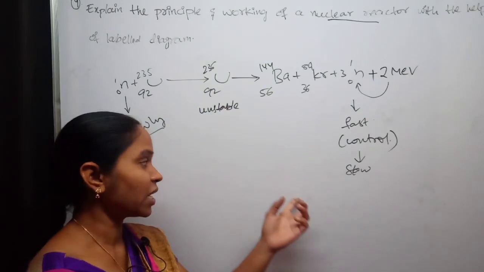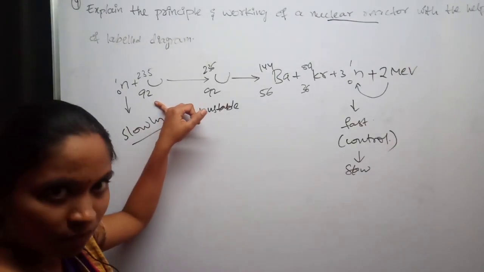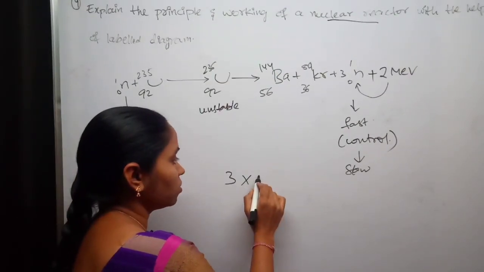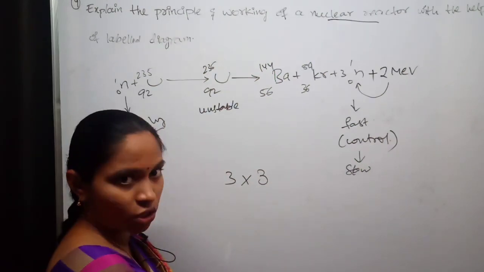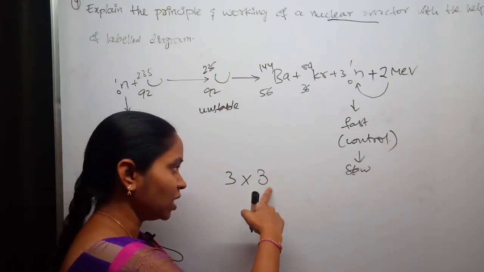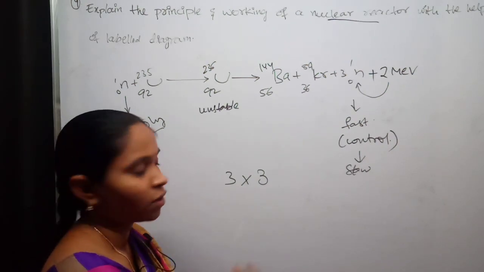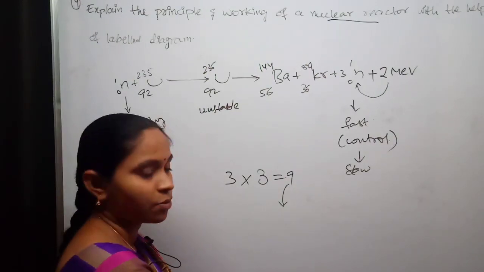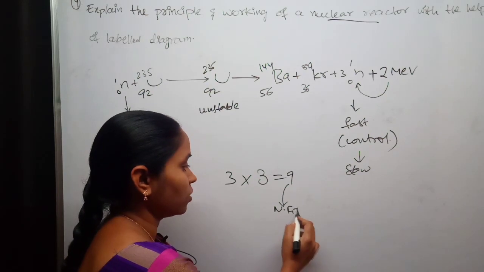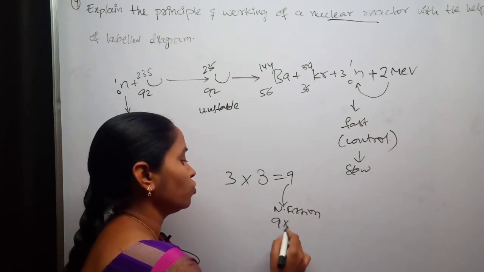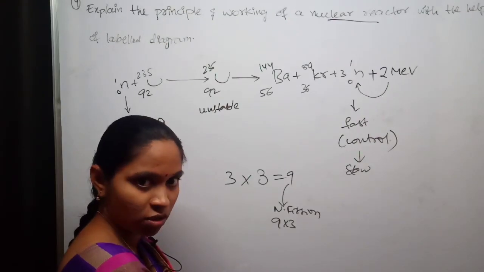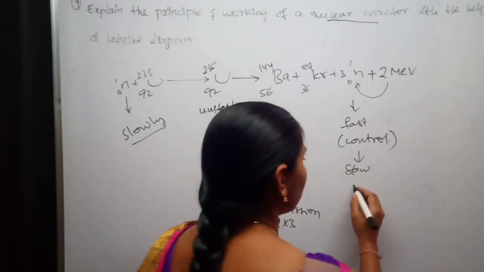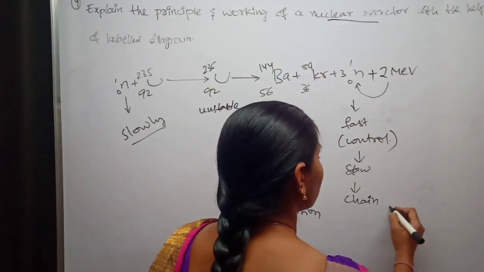The slowly moving neutrons again participate in the nuclear fission, and these 3 more neutrons will create 3 more neutrons each. Each neutron again generates 3 more neutrons. In total we will have 9 neutrons, and these 9 neutrons again participate in the nuclear fission and generate 3 more neutrons each, and this reaction will be continued, which is nothing but a chain reaction.